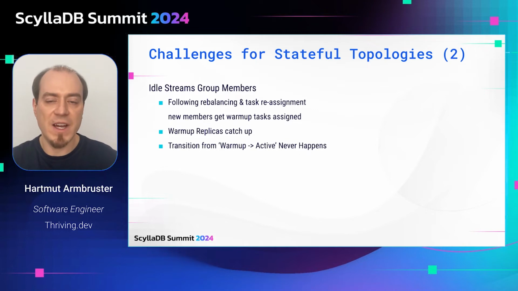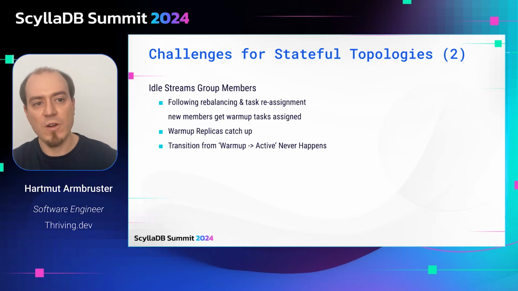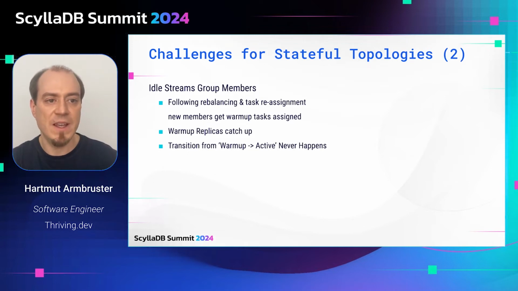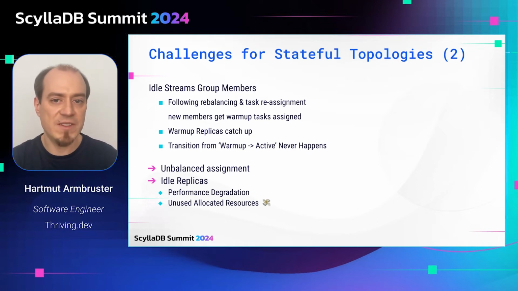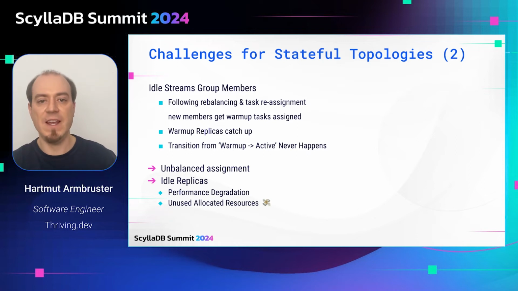While they work most of the time, the primary drawback of warm-up replicas is that they complicate the assignment protocol and often leave the application unbalanced. This may happen for more complex streams applications with many input source topics, and where simply the transition from warm-up to active never happens. If you end up with an unbalanced assignment, this means idle replicas, performance degradation, and unused allocated resources that cost you money.